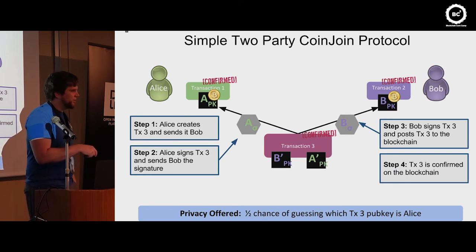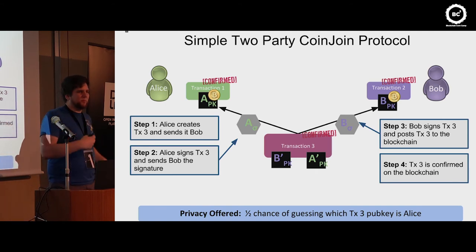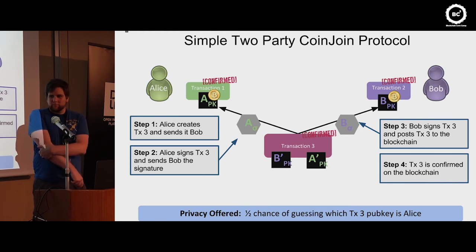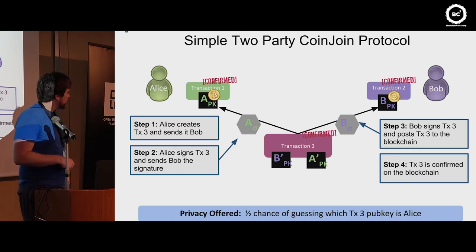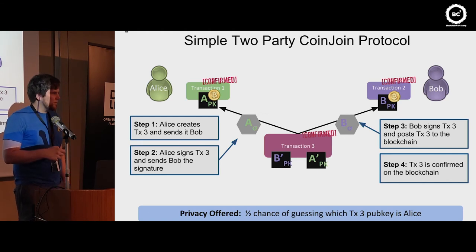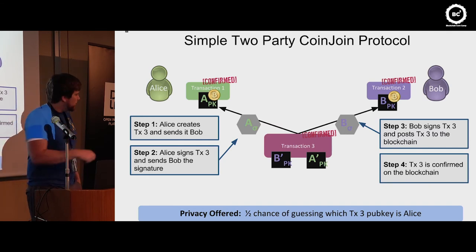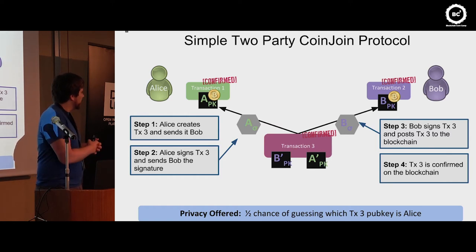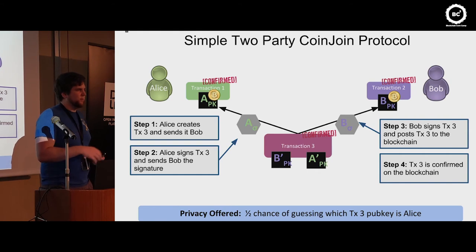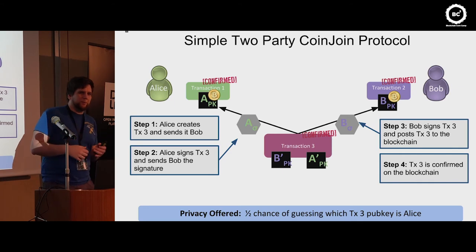knows which output is hers, so in the two-party setting, Alice knows which output is Bob's, and Bob knows which output is Alice's. There are much more complicated versions of this protocol for many people where the mappings are not learned by anyone except that you learn your own mapping.